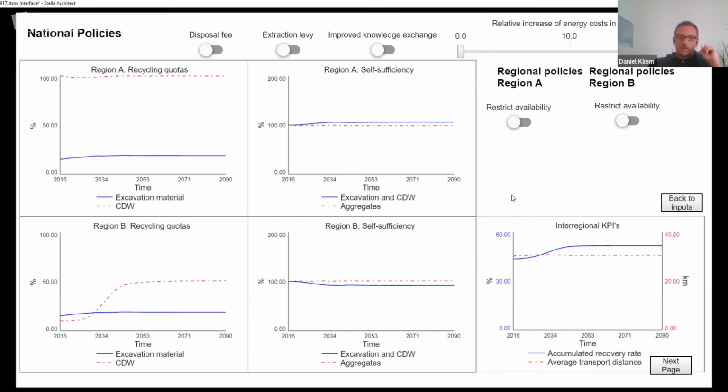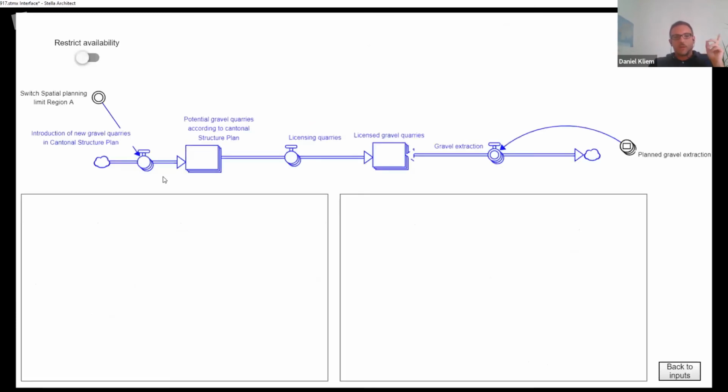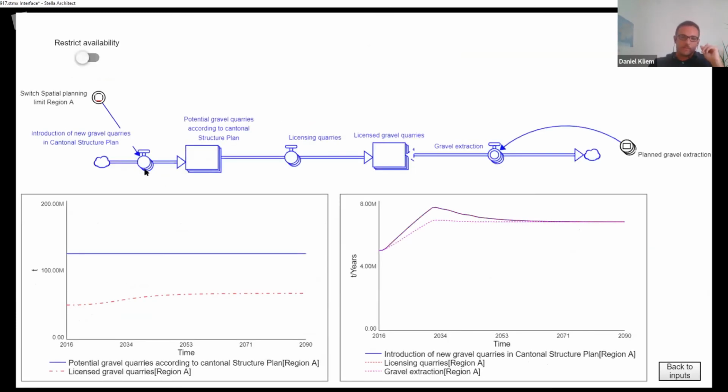What I can do now is change the structure of the system to see how that impacts the behavior. What we see here is essentially the same graph I showed before, right? So we have the new gravel quarries being introduced in the regional planning system. They are granted, they are extracted, etc.